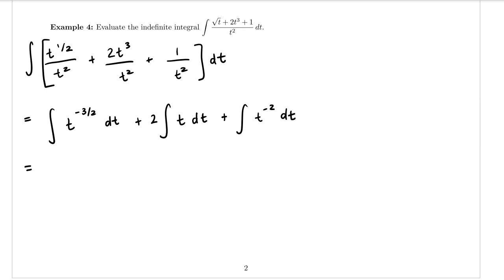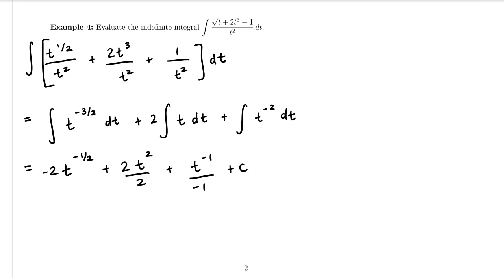And for each of these, we can use the power rule for integrals. So I'm going to increase the power by 1. Negative 3/2 plus 1 is negative 1/2, and then I want to divide by negative 1/2, which is the same thing as multiplying by negative 2. In my next term, I have plus 2t squared over 2. And then in my next term, we increase the exponent by 1 and then divide by that new power, and we have our constant of integration.